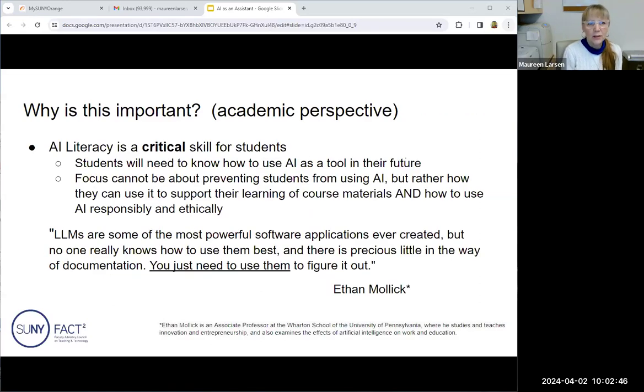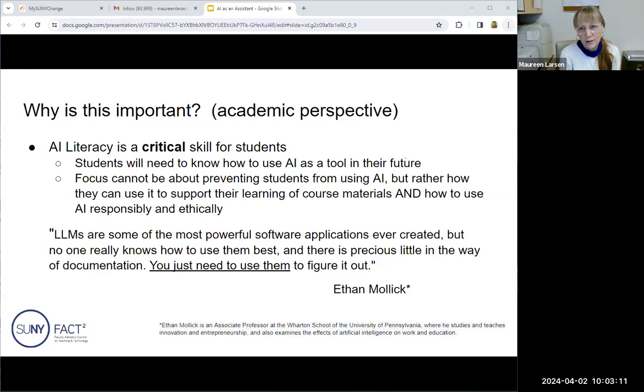So we're going to take a look at AI from several different perspectives and why it's important. The focus and the buzz on AI, at least in academic circles, has been on prevention, right? Faculty talk about how can I keep my students from using this? How can I catch them using it? And we understand those concerns, but we also want to look at the benefits of using AI.